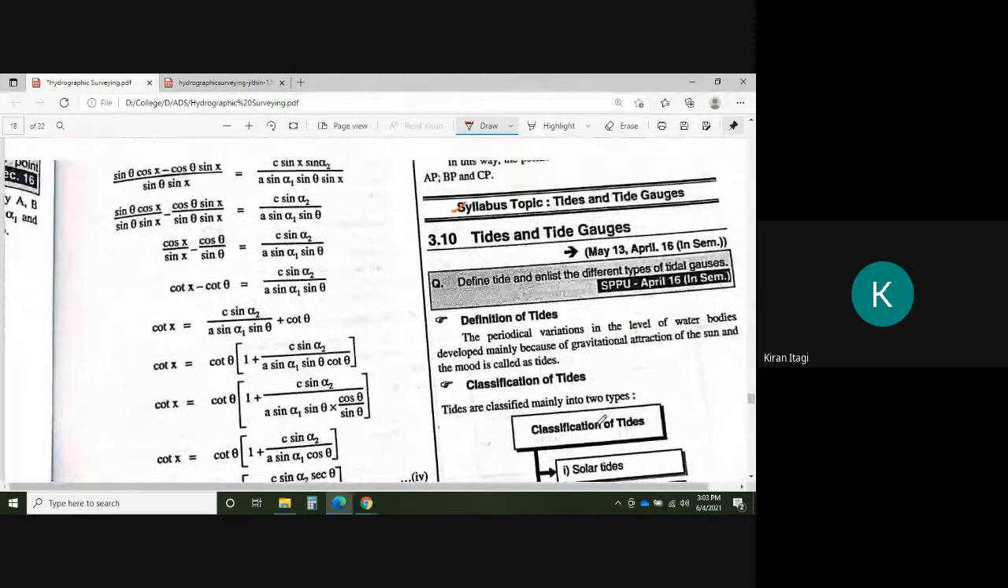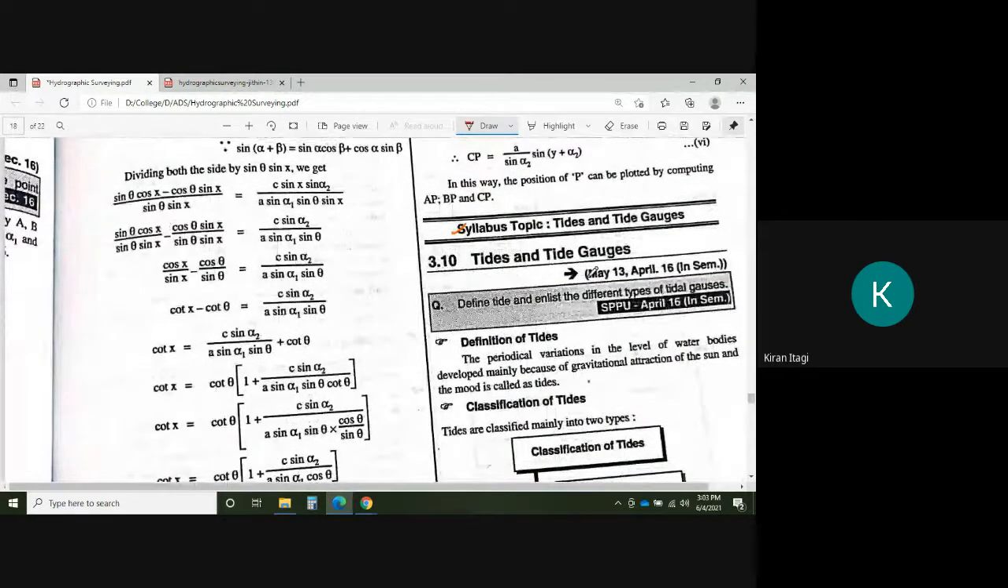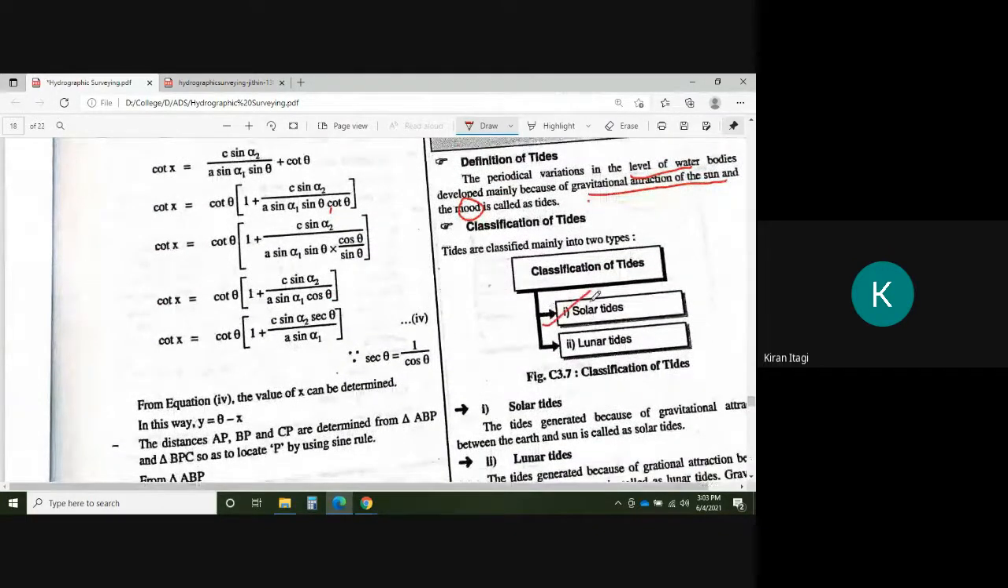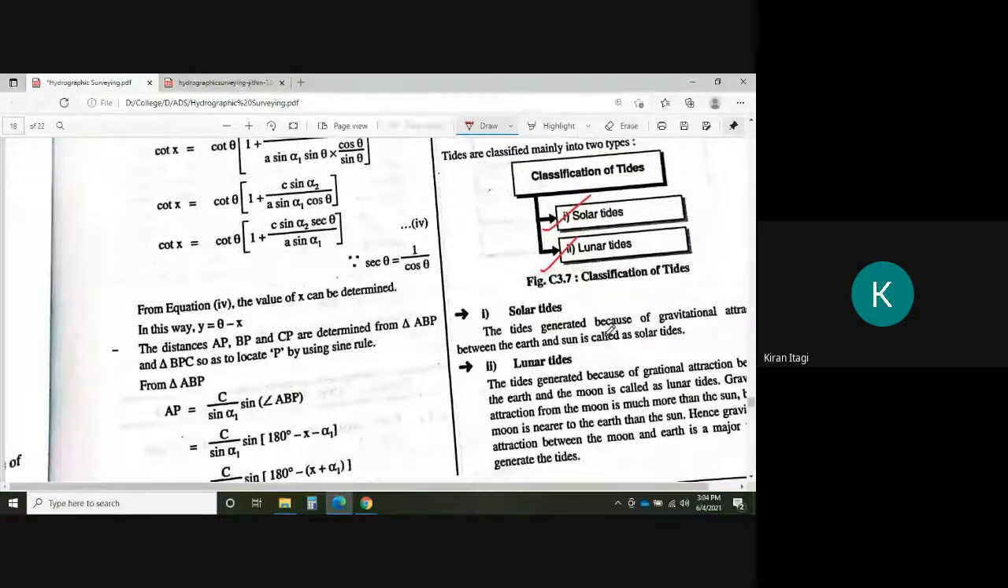The last concept we are left with is tides and tide gauges. You know what tides are? Tide is the periodical variation in the level of water bodies, developed mainly because of the gravitational attraction of the sun and moon. There are different types of tides: solar tides, which rise due to the gravitational force between the earth and the sun, and lunar tides, which are due to the moon and earth.